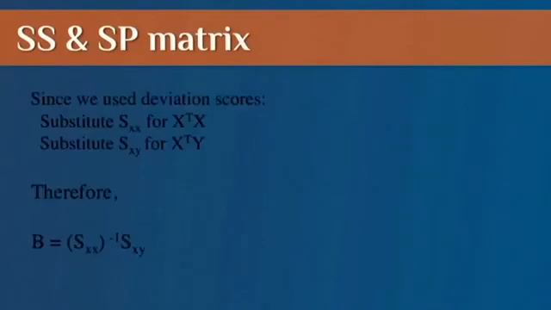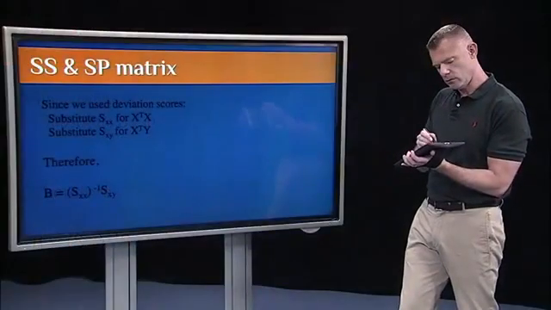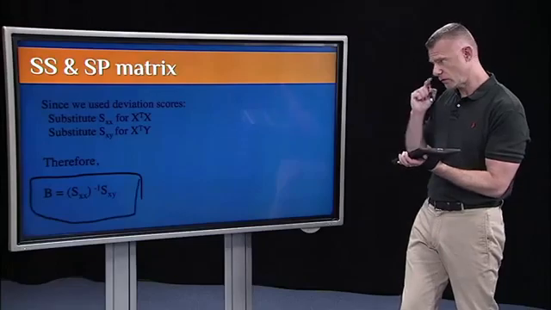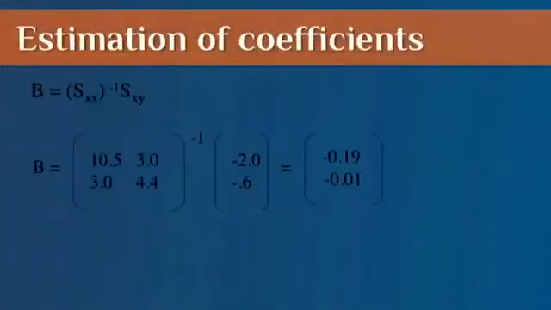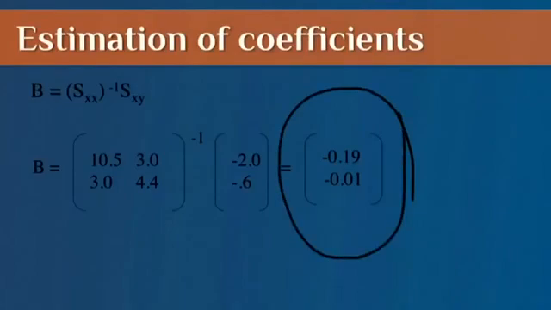Now, since I have deviation scores, I can substitute that S sub xx for x transpose x, and S sub xy for x transpose y. So now, the regression equation I can just write in terms of those S matrices. Then, when I do that calculation, I get my regression coefficients. And here are the regression coefficients. There are two of them because I had two x's and one y. One of them is negative 0.19, the other is negative 0.01.